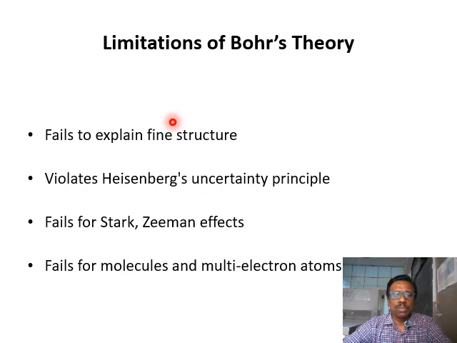Limitations of Bohr's theory. First, it fails to explain fine structure. Second, it violates Heisenberg's uncertainty principle. Third, it fails for the Stark and Zeeman effects; it fails to explain these effects. And fourth, it fails for molecules and multi-electron atoms.